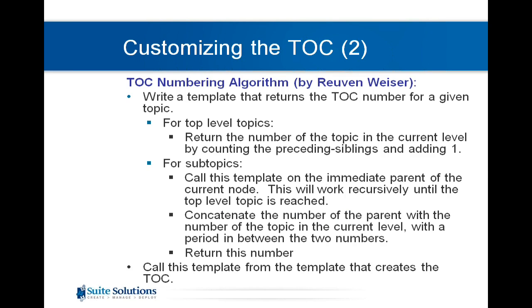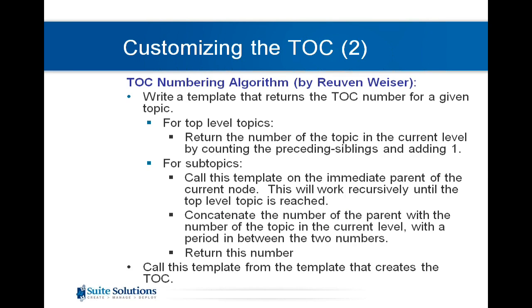Now the catch is, let's say you have nested topics. You don't just have one level. You have subtopics and sub-subtopics, etc. So how do you know that I'm in 1.3.2.5? How is it going to tell me that? That's where the recursive part comes in. If you're not at the top level, it will call itself. It calls its own template on the immediate parent of the current node. This will work recursively until the top level topic is reached.